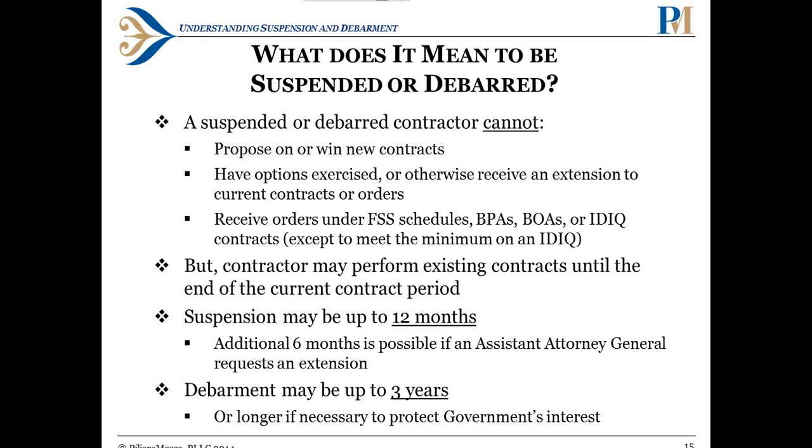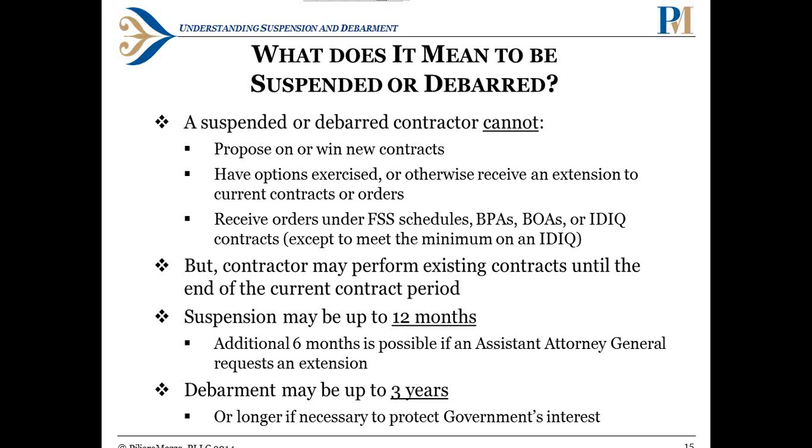What you cannot do is you can't propose on contracts, you can't win new contracts, you can't have your options exercised or receive any kind of extension on your current contracts, and you can't receive orders under the schedules, BPAs, or IDIQ contracts, with the exception of orders to meet the minimum. That's not set in stone. If the agency finds compelling reasons that they have to go with you, they can make a determination by the head of contracting authority, but that's obviously a very rare occurrence.